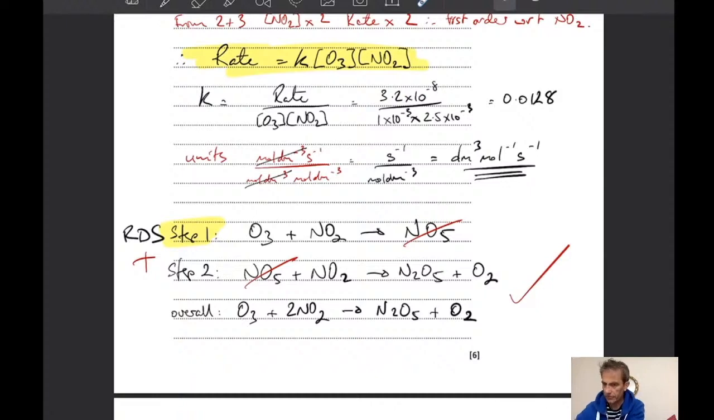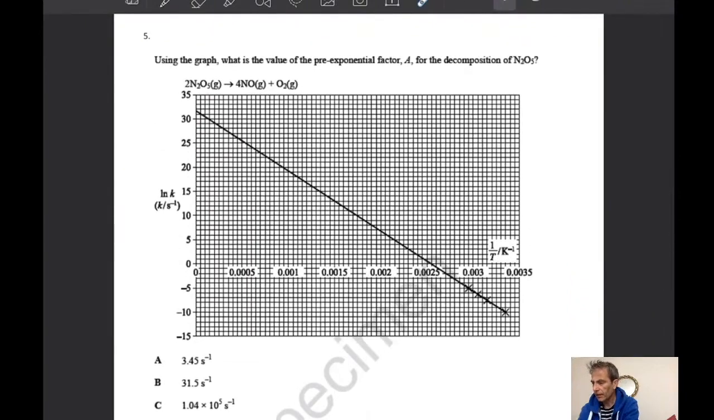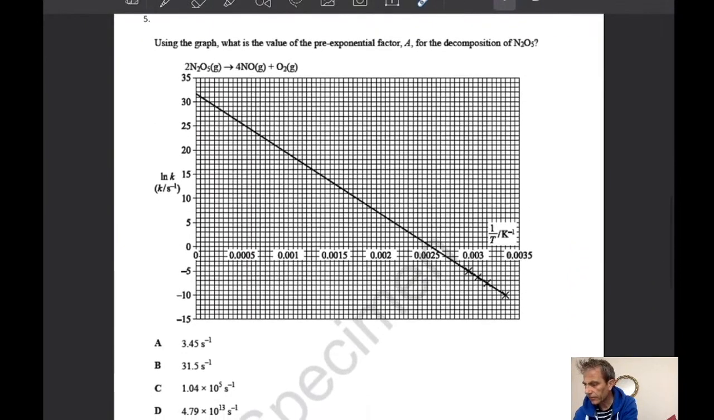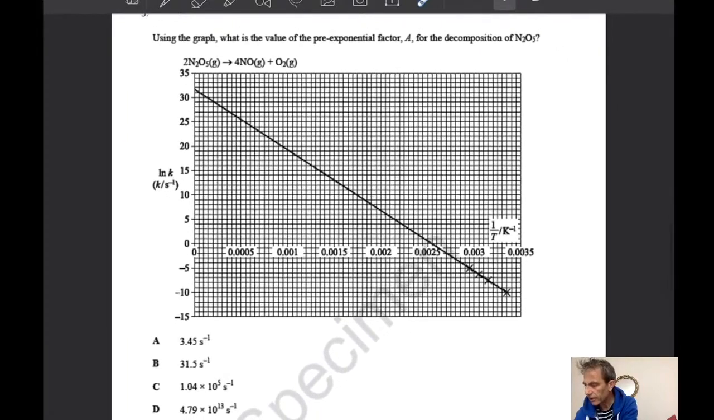Okay, we'll move on. If something appears in the chat, I'll go back to the question. Right, using the graph, what is the value of the pre-exponential factor A for the decomposition of N2O5?